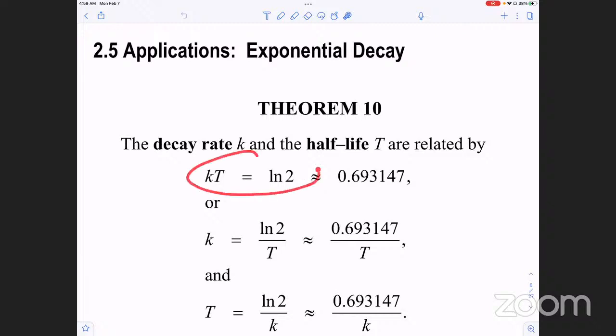Once you have this, kt equals natural log of 2, you can rewrite it, for instance, if you divide both sides by t, or if you divide both sides by k, you get this one. I think this one is the easiest for me to remember: kt equals natural log of 2, and then you just adjust it based on how you need it.